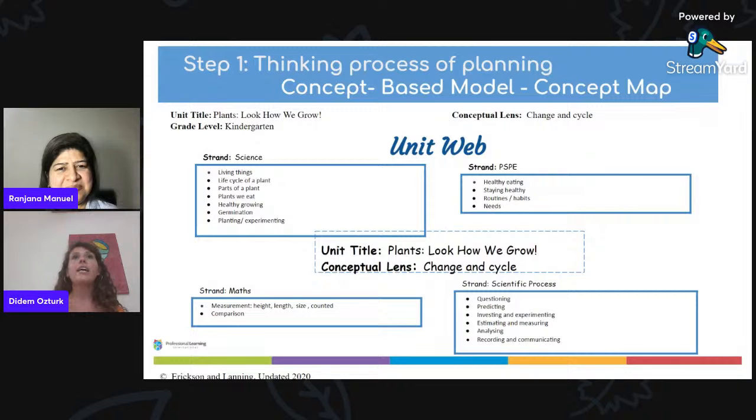Okay. And this is a concept-based model. Another example, different from the art one, is a science unit. This unit is about plants, and the integrated subjects are science, PSPE, maths, and also scientific process. It's part of the ATL skills.